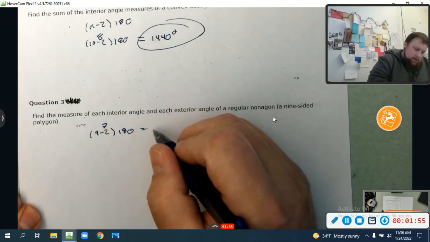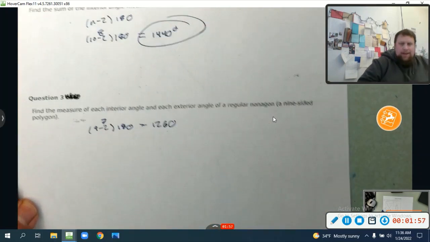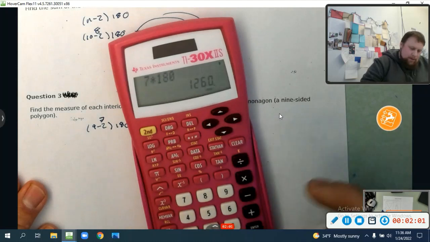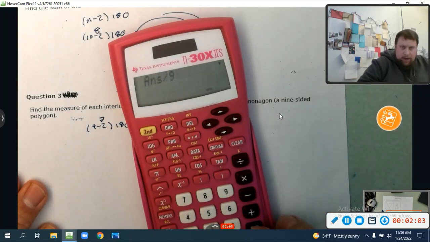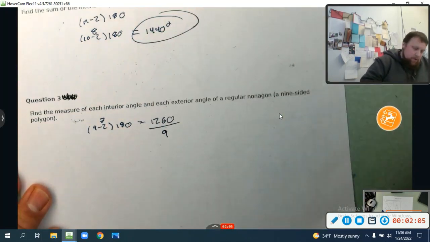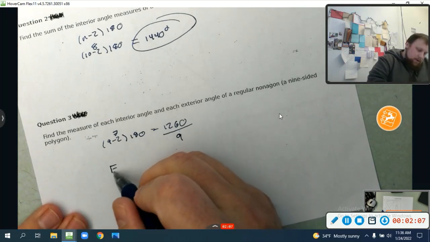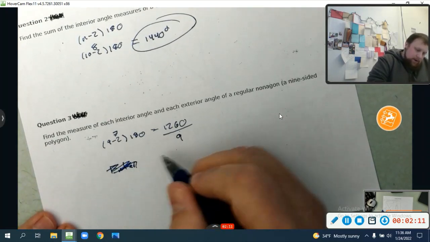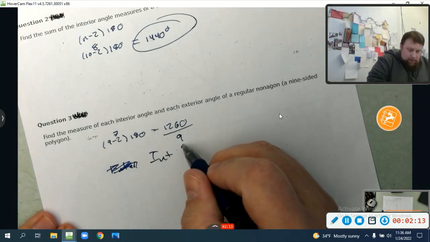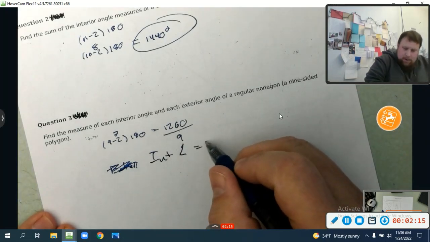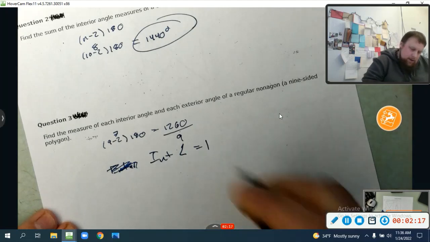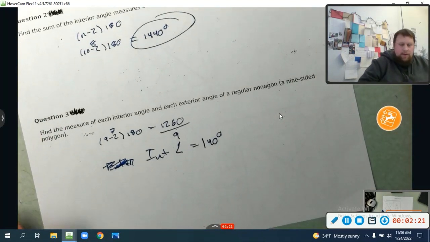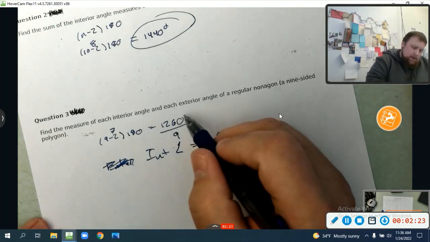1260, okay. But now I want each angle, so I'm going to divide this by 9 because there's 9 angles, which is 140. So, exterior angle, interior angle. The interior angle equals 140 degrees each, right? There's 9 of those for a total of 1,260 degrees.